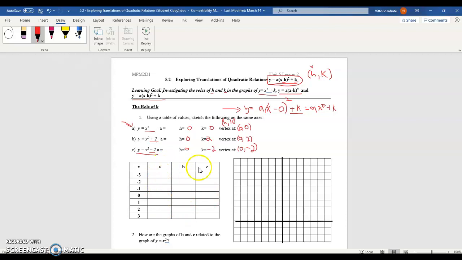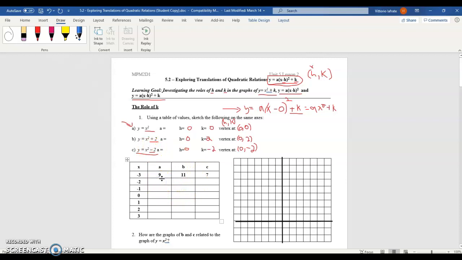So you should know how to fill in a table of values. We're going to do that for each of these relations here. We'll do that fairly quickly, because you have had experience with it so far. So if we go through the table of values, at negative 3, we have 9 for the x squared relation. We have 11 for the x squared plus 2. And then over here, we have 9 minus 2, so 7 for that one.